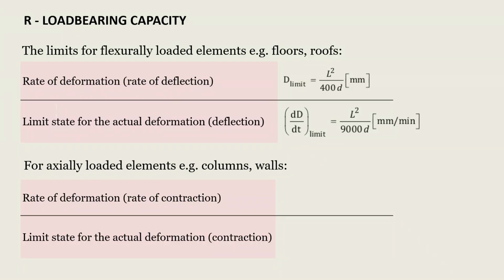For axially loaded elements such as columns and walls, the rate of deformation is given by this equation, height of the element divided by 100. The deformation limit or maximum contraction is determined using this equation, 3h divided by 1000 in millimeters per minute. These formulas establish the criteria for ensuring the structural stability of building elements when subjected to fire-induced stresses.